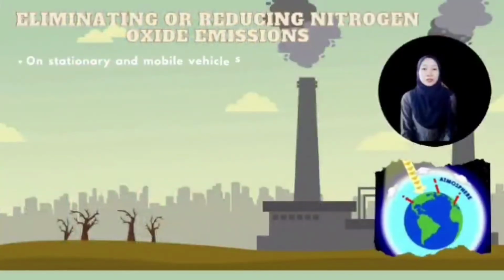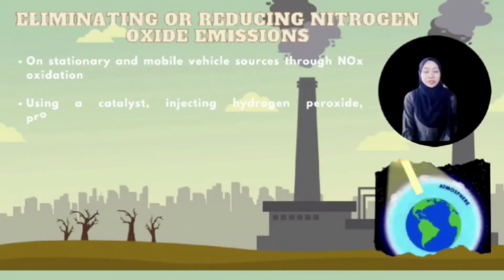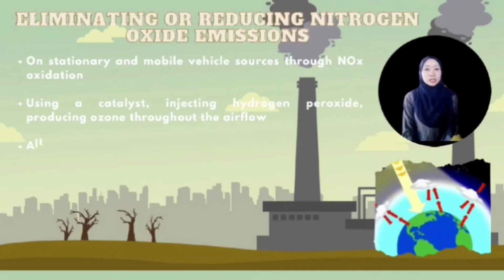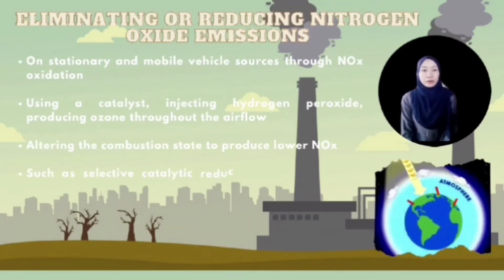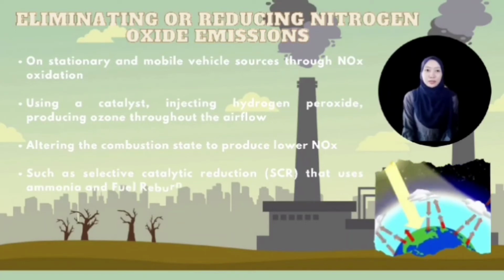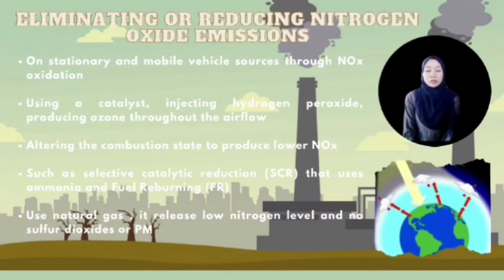Continue reducing and removing nitrogen oxide emissions on stationary and mobile vehicle sources through NOx oxidation. It can be done by using a catalyst, injecting hydrogen peroxide, producing ozone throughout the airflow, or injecting ozone into the airflow. This method intentionally raises the valence of the nitrogen ion to let the water absorb it.